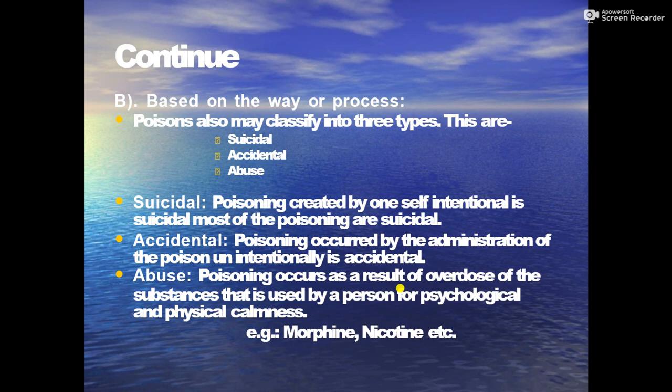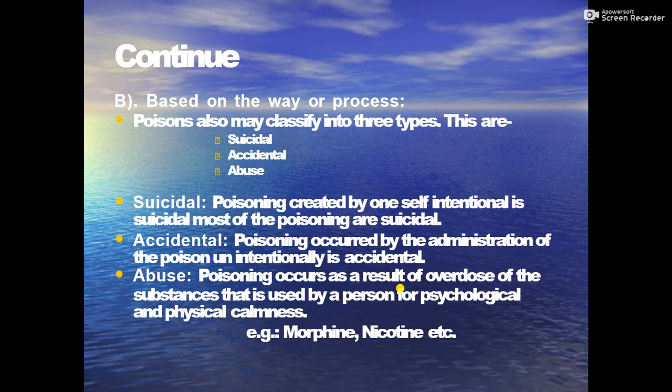So I mean that in suicidal poisoning, you are yourself involved in such kinds of activity. When someone is trying to commit suicide, the self-intentional involvement may lead to death. While in accidental poisoning, sometimes it occurs in the case of administration of poisons unintentionally, as accidental.